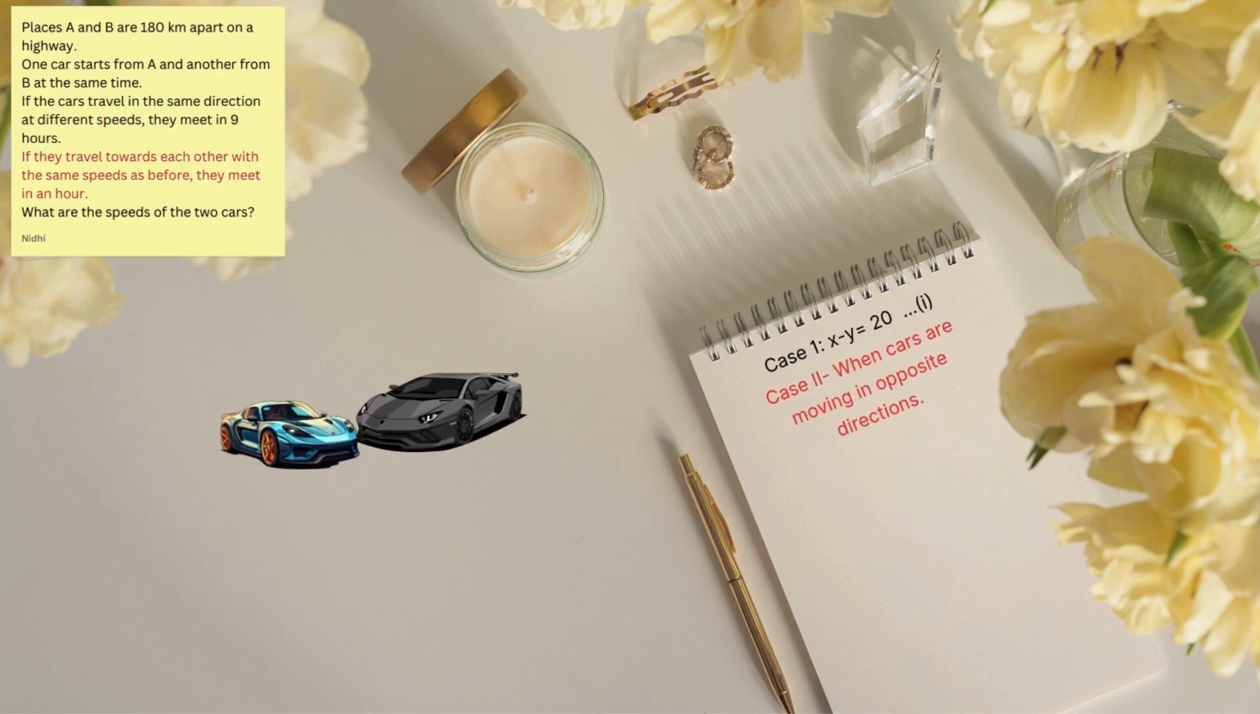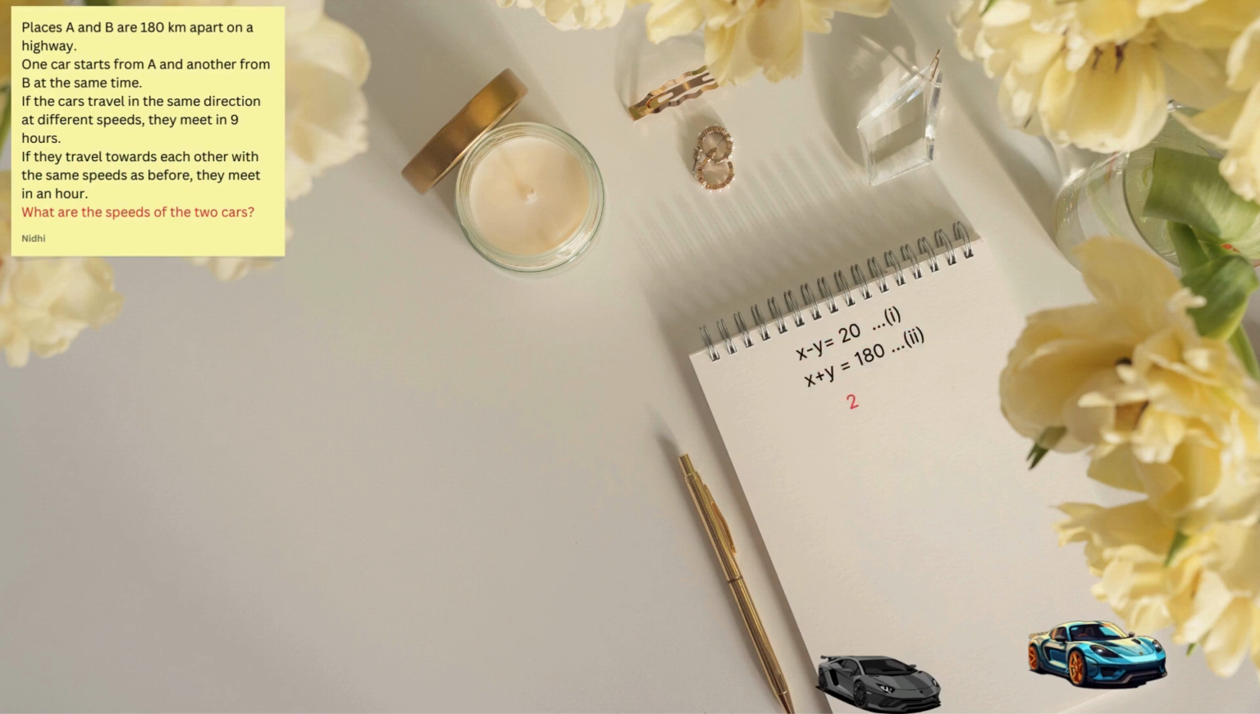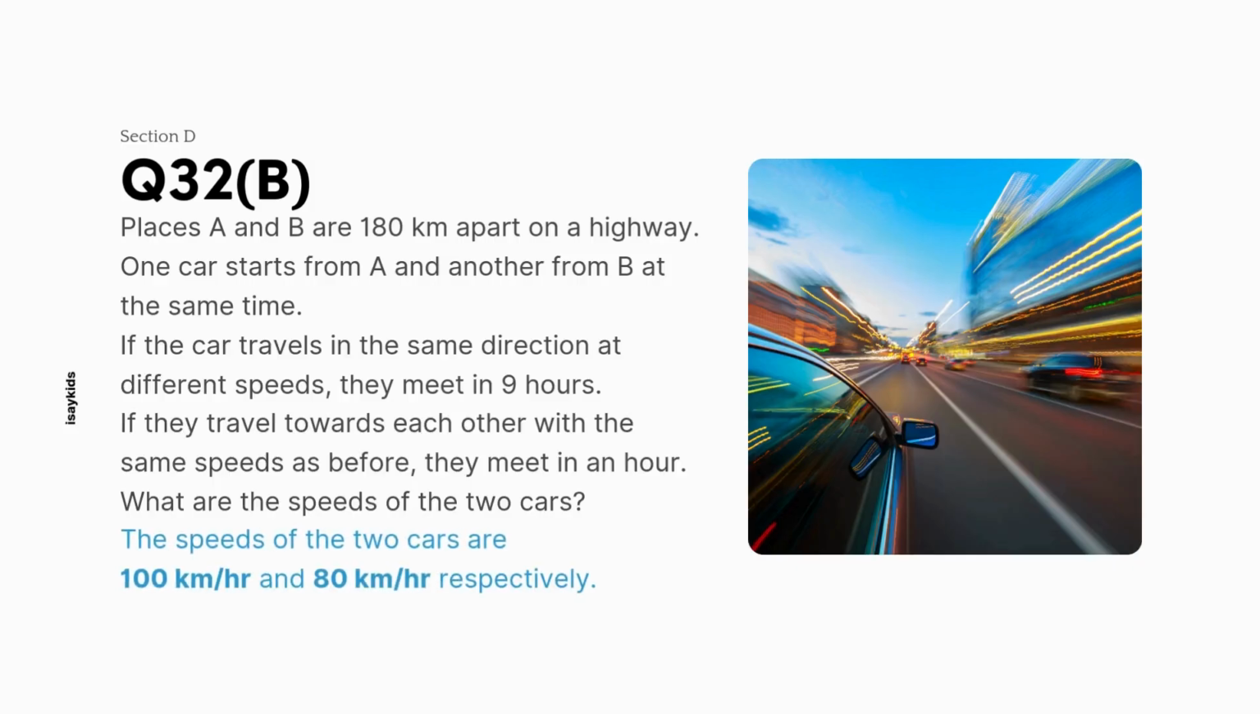Now, when cars are moving in opposite directions, case 2, distance covered by car 1 in 1 hour would be x, and distance covered by car 2 in 1 hour would be y. Therefore, x plus y would be 180. They both travel 180 kilometers in total. From 1 and 2, we get x equal to 100 and y equal to 80. Thus, the speeds of the two cars are 100 km per hour and 80 km per hour respectively.